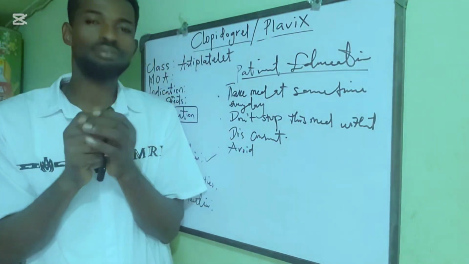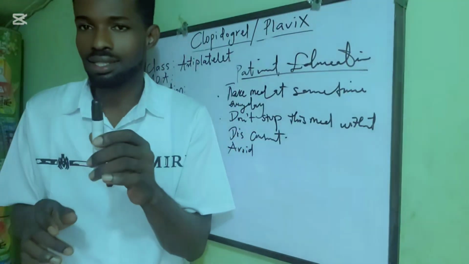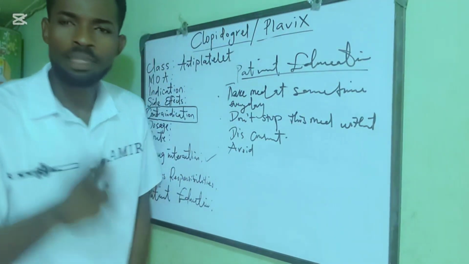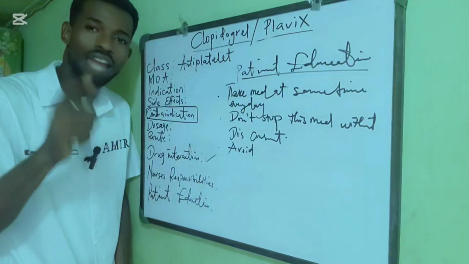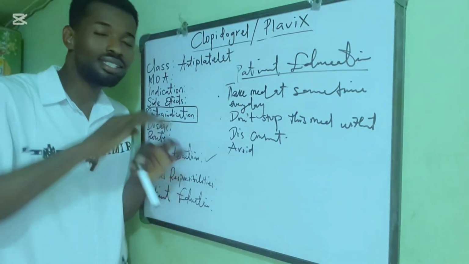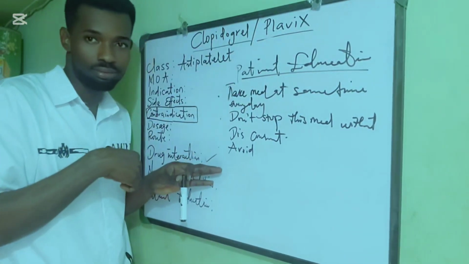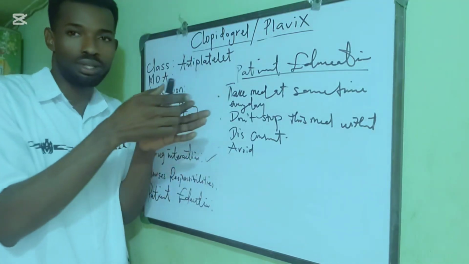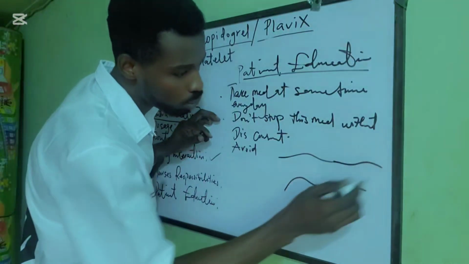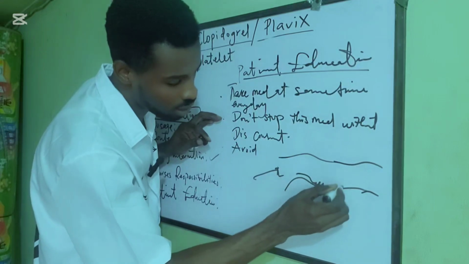Now, this is a take home. I want you to pay attention. Why are we co-administering antiplatelets with antihypertensive medication? Why? Hypertension, or high blood pressure, in most cases destroys the epithelial tissues of the blood vessels, that is the lining. Due to the force the blood is coming with, it begins to affect the epithelial lining here.